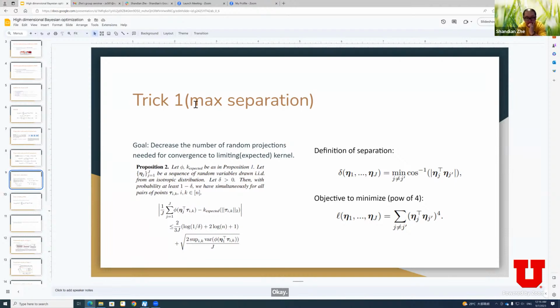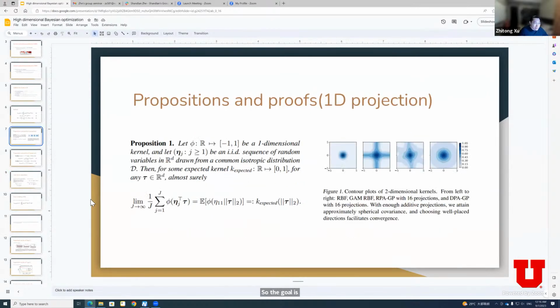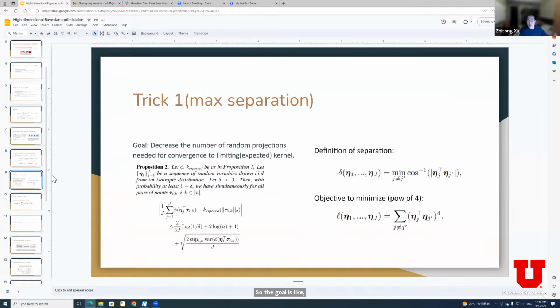Okay. So the first trick is maximize separation. I think this is really similar to the trick we use in support vector machines. Previously we know that if J is going to infinity, we're going to have the convergence between this one and this one, right? But in practice, we cannot have an infinite number of projections.